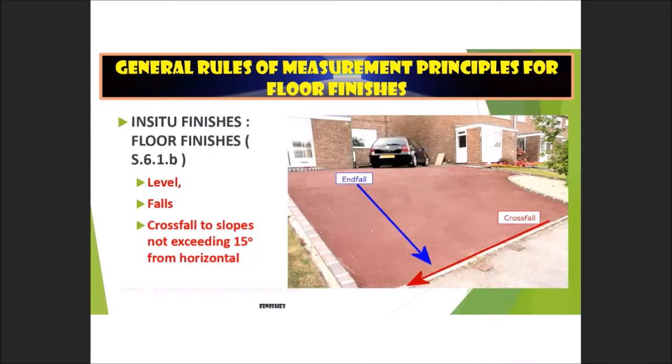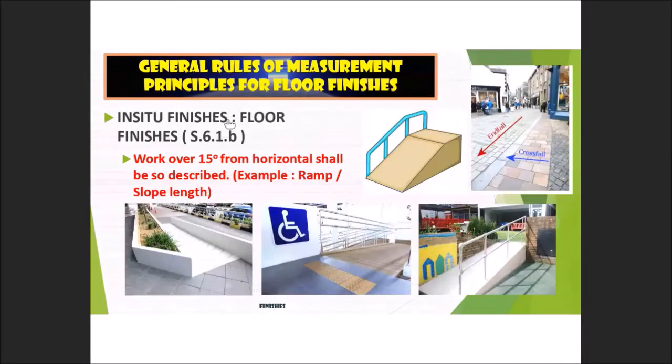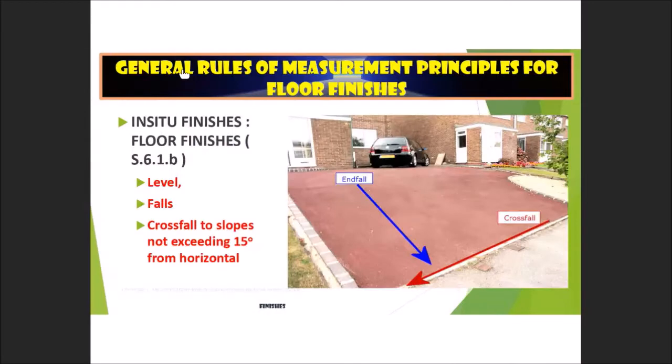Right. The actual clause that we have to refer to is under S.6.1b. So they are categories under S.6.1. They are level, floor, and actually they are A and B. So A is the cross fall not exceeding 15 degrees from horizontal. Can you correct this one? This is B. B is work over 15 degrees from horizontal. So I repeat this one. This is actually supposed to be A. Okay, S.6.1a, level, fall, and the slope not exceeding 15 degrees.